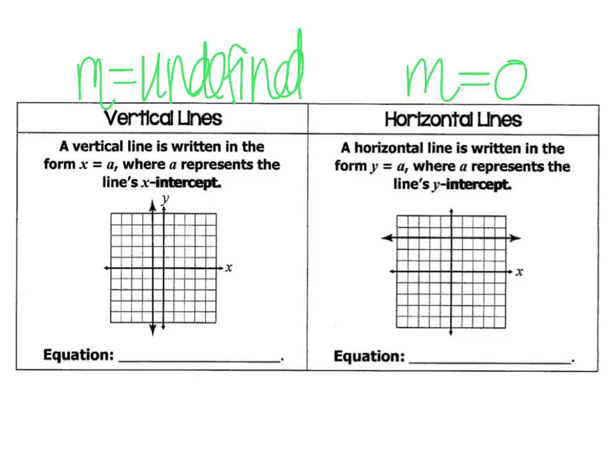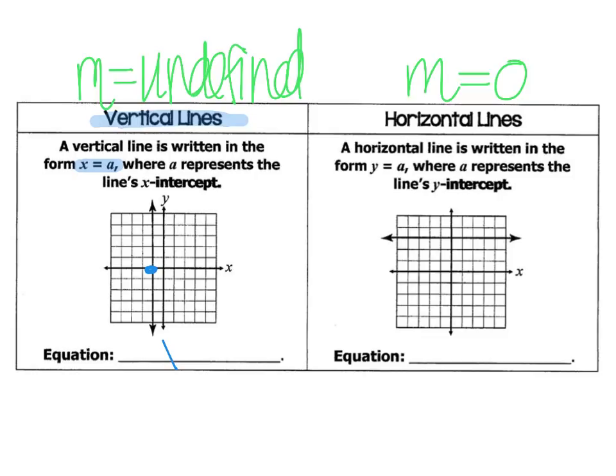So something I want you to see is that when we're dealing with vertical lines, a vertical line is written in the form x equals a, where a represents the line's x-intercept. So it's always going to be x equals a number, and the number is where it crosses the x-axis. That's your x-intercept. So if we wanted to write an equation for this line right here, we would ask where does our vertical line cross the x-axis? It would be right here, at x equals -1.